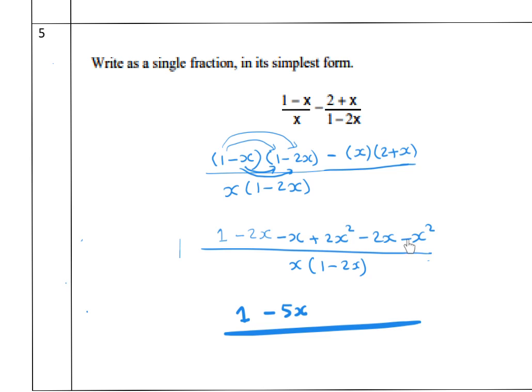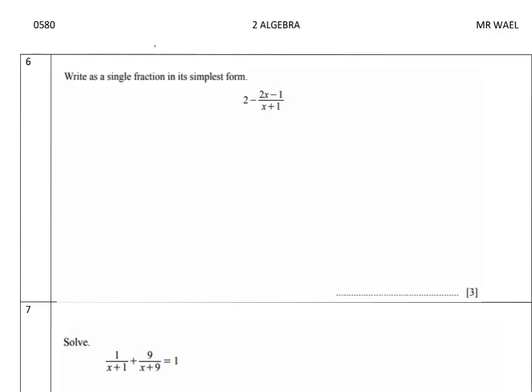2x squared minus 1 minus x squared, so x squared over x into 1 minus 2x. This is the final answer. You don't need to multiply the denominator. Number 6.